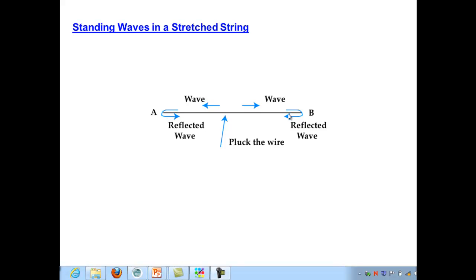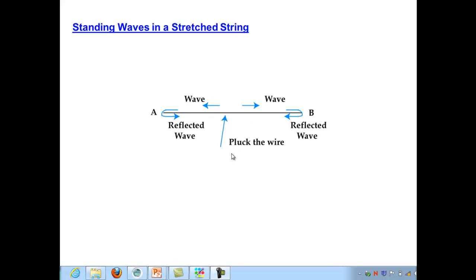The two ends of the string, which are usually fixed, then act as reflectors, because the wave that comes in from the right to the left hits the end that's fixed and it gets reflected back. And the same thing happens at the right end. The wave traveling from left to right hits the right end and reflects back. And now the two reflected waves, which again are identical in amplitude, wavelength, and frequency, obey the superposition principle, and they add together on the string to form a standing wave.